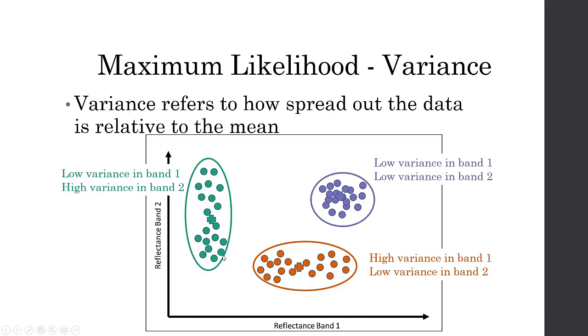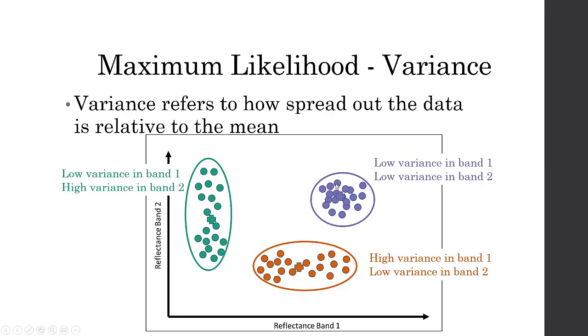And then if you rotated that 90 degrees, you'd have the orange training data set, which has high variance in band 1, because it goes from about 35% up to about 75, 80%, but it only covers about 15% in band 2. So it has a high variance in band 1, but a low variance in band 2. And then to contrast that, purple has a relatively low variance in both band 1 and band 2.